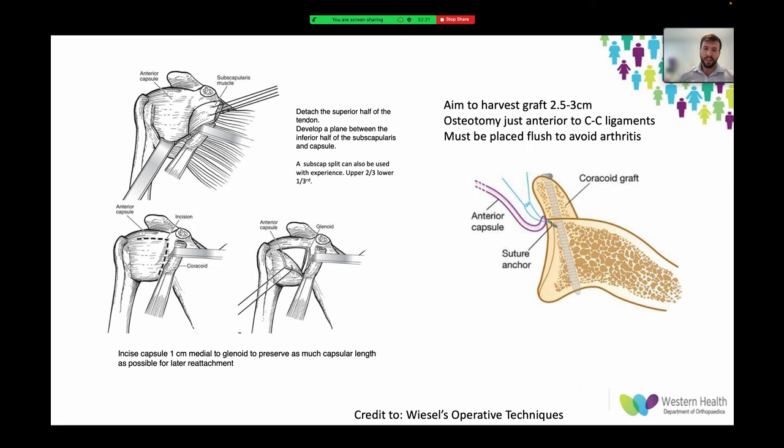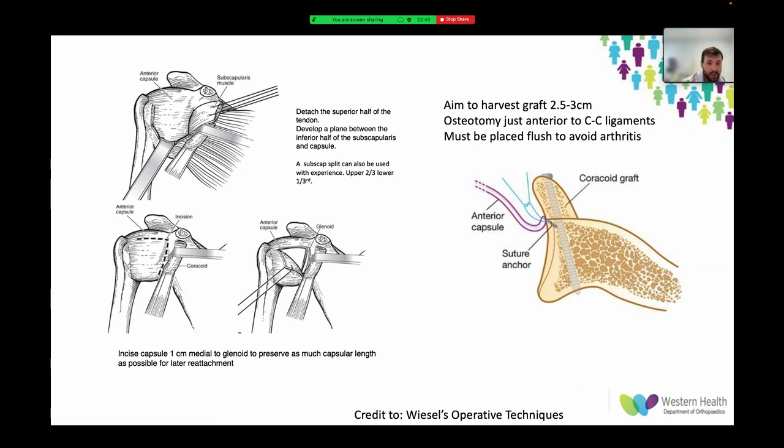The general management of your subscapularis on approach, you can either do an L-shaped split in your subscap, preserving the inferior half, or with a bit more experience and knowledge of your exposure, some surgeons have moved to a subscap split between the upper 2/3 and lower third. You then do an L-shaped capsulotomy, and you take it 1 centimeter medial to the glenoid to preserve as much capsular length as possible for later reattachment.